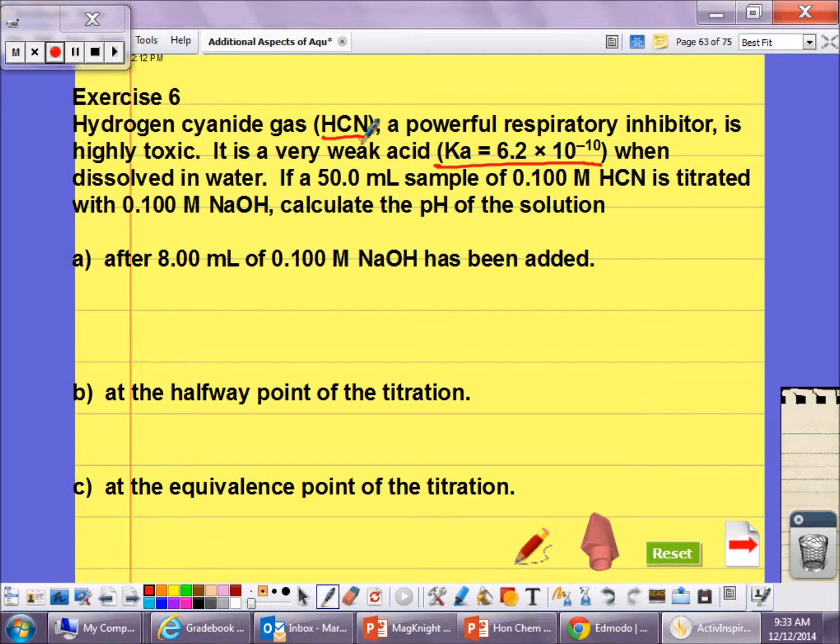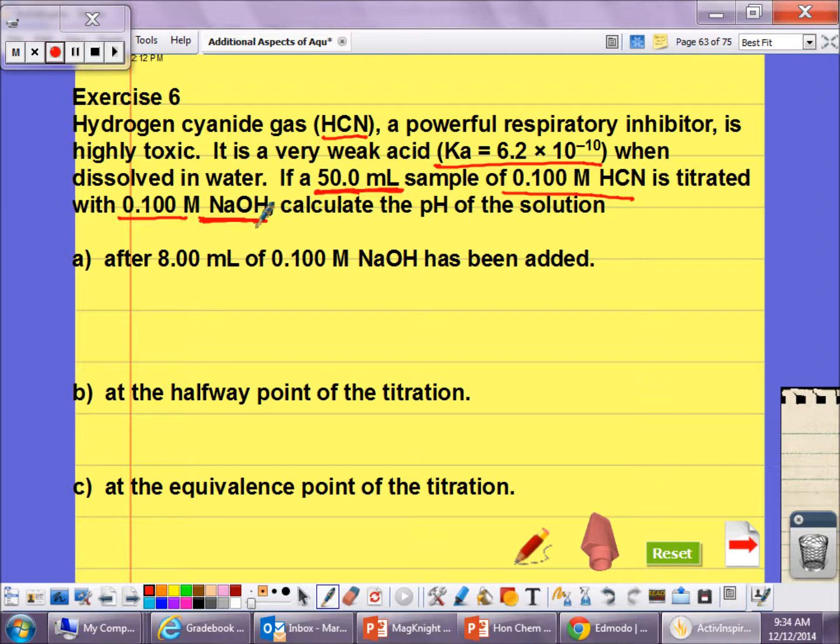Dissolved in water, 50 ml of 0.1 molar HCN is titrated with 0.1 molar NaOH. This is a strong base. I have a weak acid and a strong base. Now, letter A. They ask what is the pH after 8 ml of 0.1 molar NaOH has been added. Let's go one step back, even though they did not ask what is the pH before any base had been added. This would be the first type of problem in here.